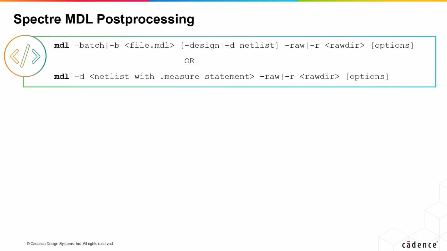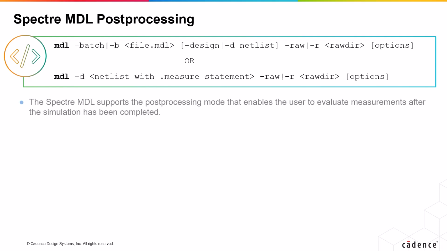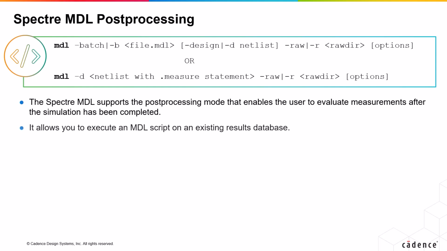Using Spectre MDL in the post-processing mode. Spectre MDL supports the post-processing mode that enables the user to evaluate measurements after the simulation has completed. During the post-processing mode, it executes a MDL script on an existing result database without running the actual simulation.